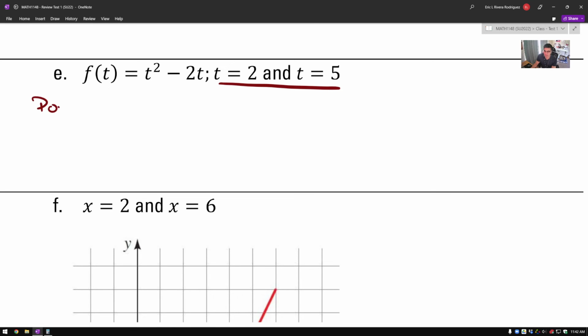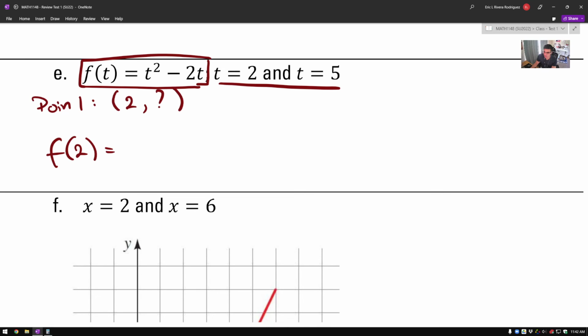Let's take point number 1. In point number 1, the value of t is 2. We need to know the value of y. So we are going to take the equation, which is here. We are going to plug in 2 into t, and we are going to get the y value. So 4 minus 4 is 0. So point number 1 is (2, 0).